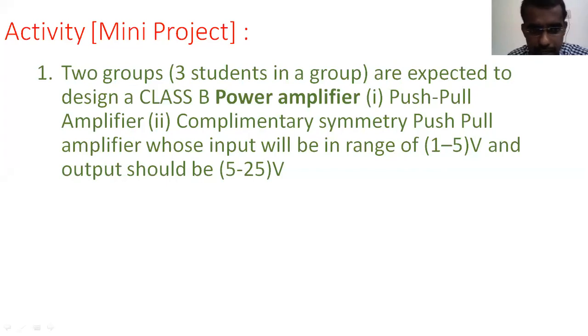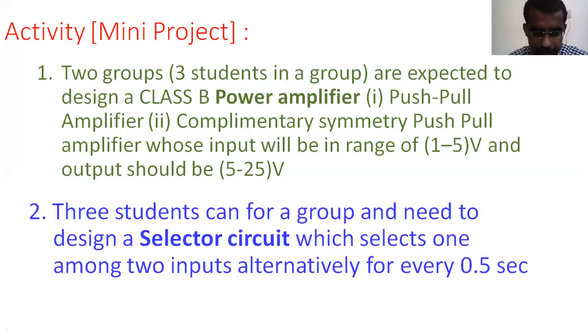Another batch has to come up with a selector circuit, a lead selector. We saw lead selector, right? Similarly here you need to design a selector circuit which will select one from two inputs. It needs to change every 0.5 seconds, so first it selects this for the first 0.5 second, then it selects the second one. There are only two inputs I've given.